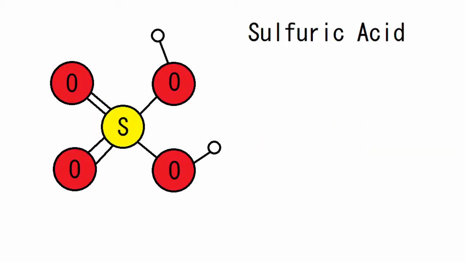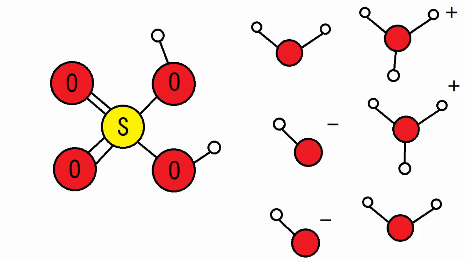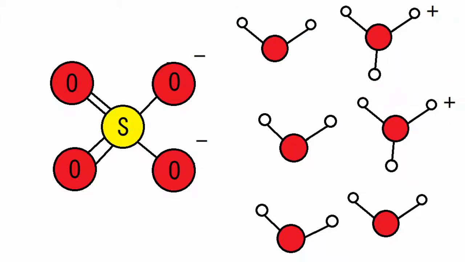Let's take a strong acid like sulfuric acid. When mixed with water, it will dissociate completely. This means it will react with as many hydroxide ions as it can, which means that there is a higher concentration of hydronium ions than there is of hydroxide ions.